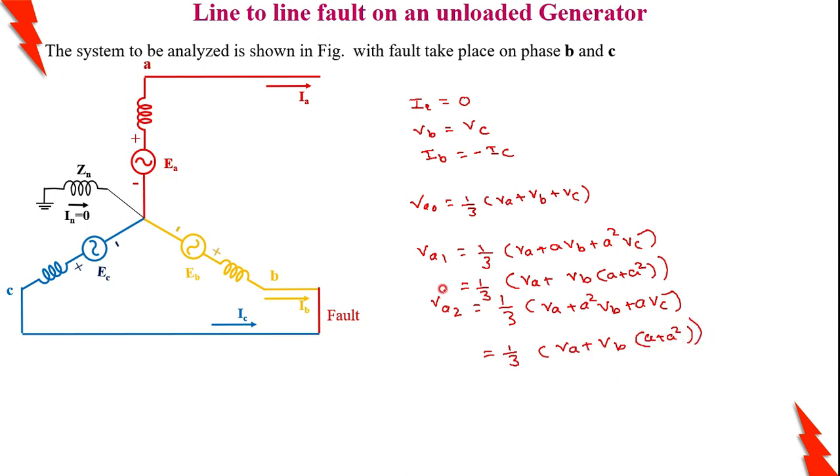If you observe the values of VA1 and VA2, they have the same value. Therefore, the first conclusion is VA1 is equal to VA2. That is, the positive sequence terminal voltage VA1 is equal to the negative sequence voltage VA2. That is the first relation we get from the condition VB is equal to VC. Then we will look into the sequence currents.